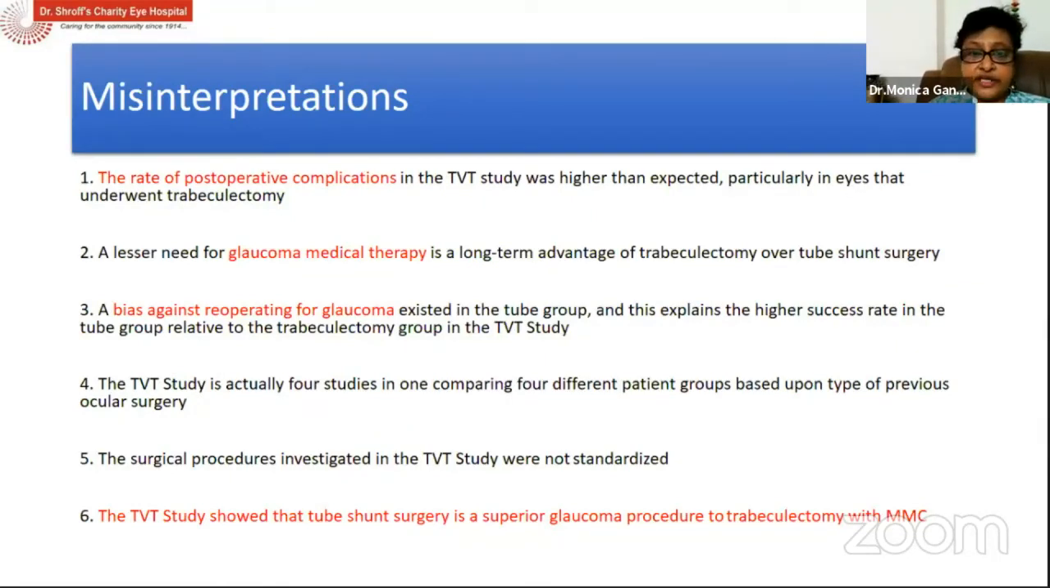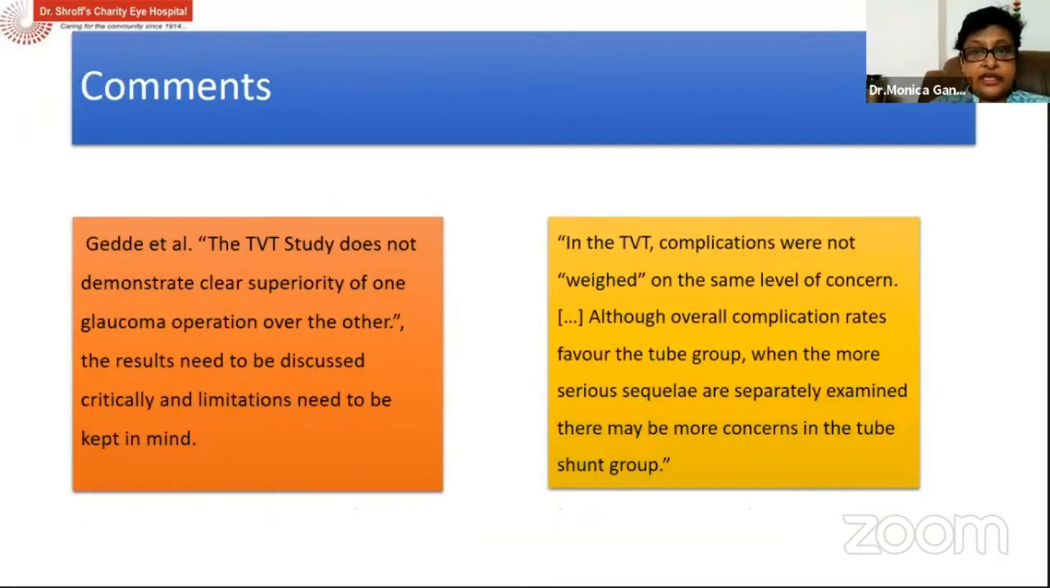But what we need to understand is the misinterpretation of this study. The failure rates of trabeculectomy were higher, but they were not more than what was seen in other studies. The tube had a better failure rate because of the selection of the patients, who had a less propensity to fail. Even the authors have commented that the TVT study does not demonstrate clear superiority of one glaucoma operation over the other, and the results need to be discussed.